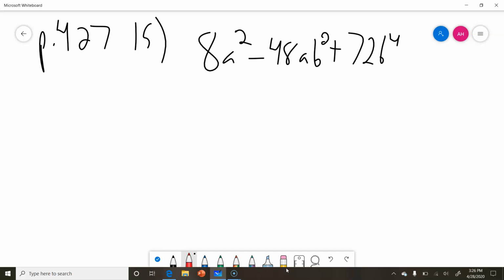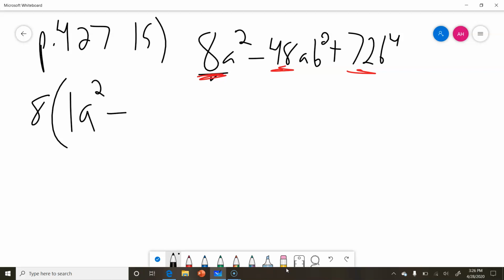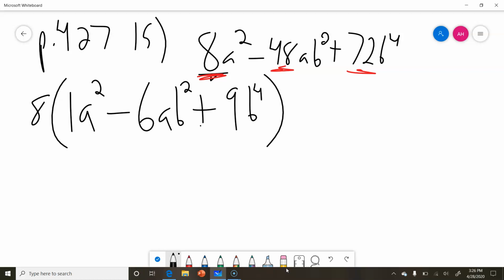But what do we always start with? We try and divide. Can we take anything out? Yes, we can take an 8 out. So I come over here, and I divide by 8, and that divided by 8 is 1, so I get 1a squared minus 6ab squared plus 9b to the 4th. Okay? So I divided each one of these by the 8, and I got their answers down here in that problem right there.